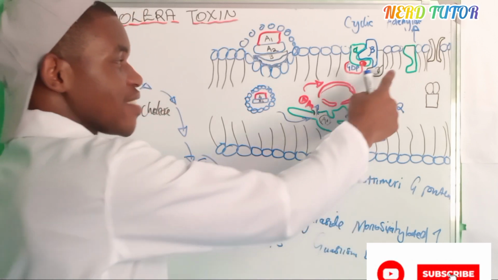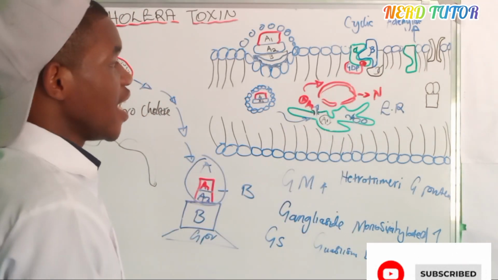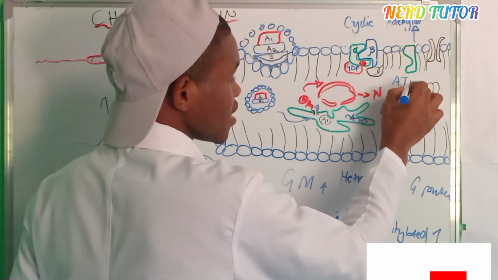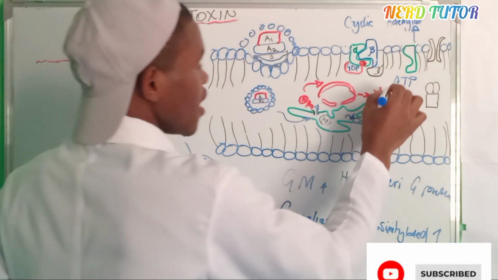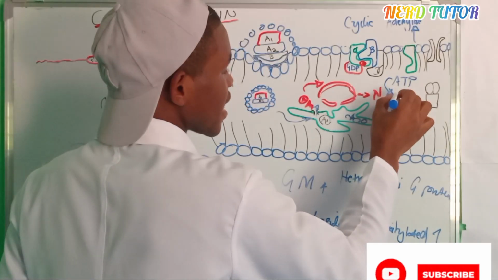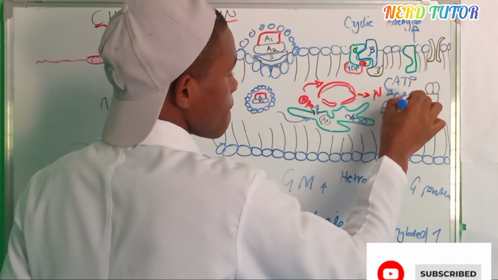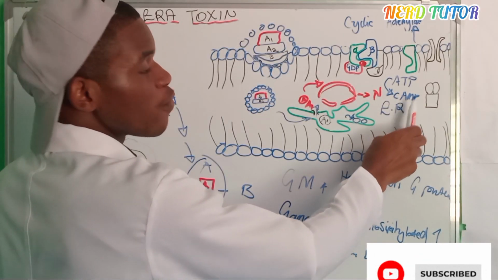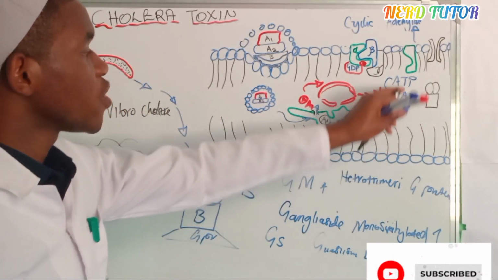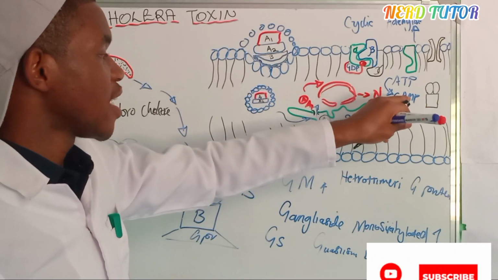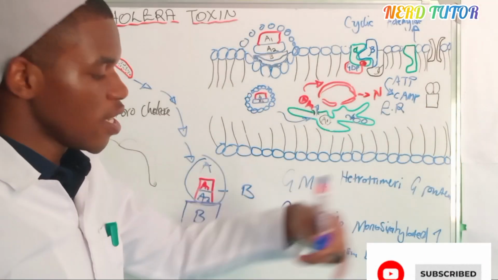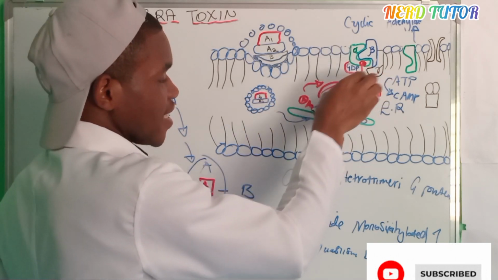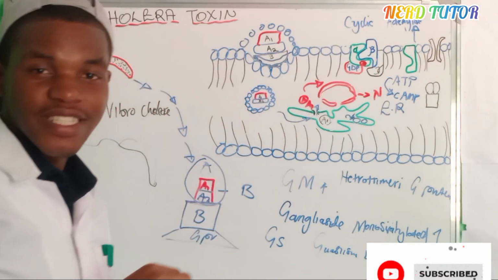Now when this guy is activated, how it works is it will be converting ATP, adenosine triphosphate, to what? To cyclic AMP, which just stands for cyclic adenosine monophosphate. Okay, so this is what is happening. It will be converting ATP to cyclic adenosine monophosphate. So, meaning the alpha part has been affected by this guy, the A1, the toxin part.